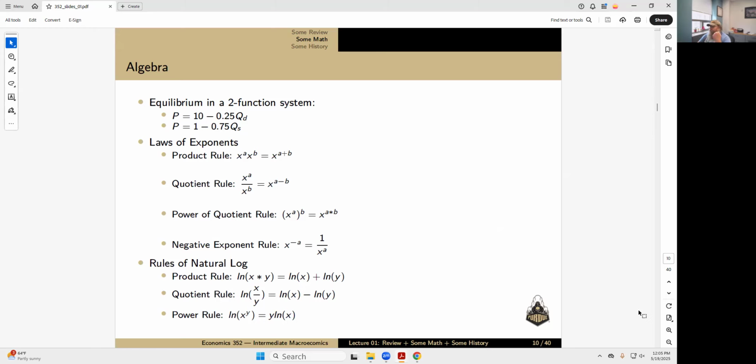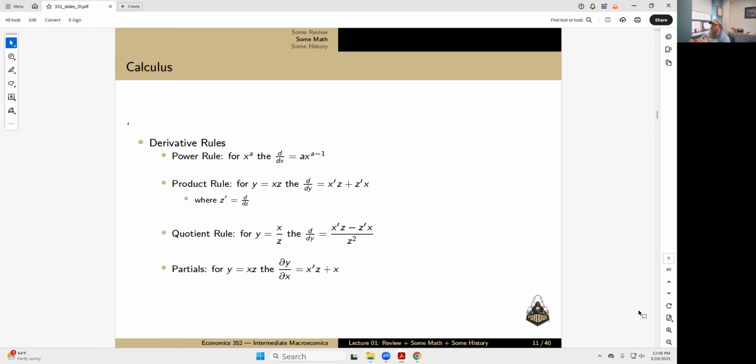So you're going to want to feel very strong in terms of just some basic algebraic things, notably exponents and natural logs. And then calculus. To some extent, the calculus in this class ends up being mostly about derivatives, first order conditions, second order conditions.